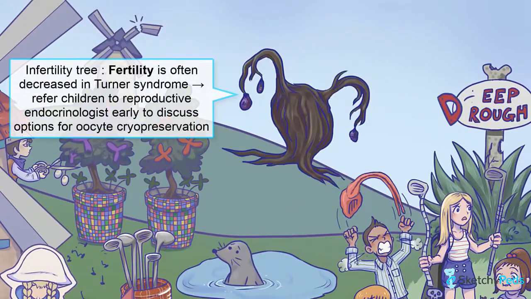This is depicted by the recurring sketchy infertility tree. Early referral to a reproductive endocrinologist during childhood is important to discuss the possibility of oocyte cryopreservation. Pregnancy is not advisable in Turner's patients due to increased complications such as aortic dissection.